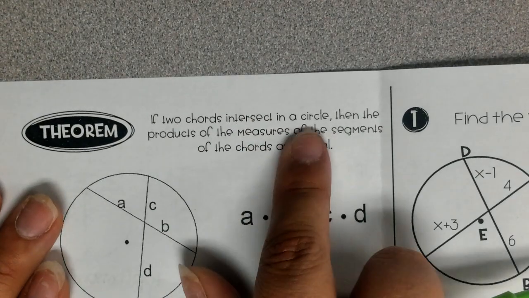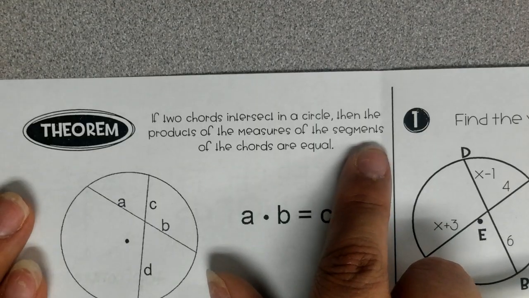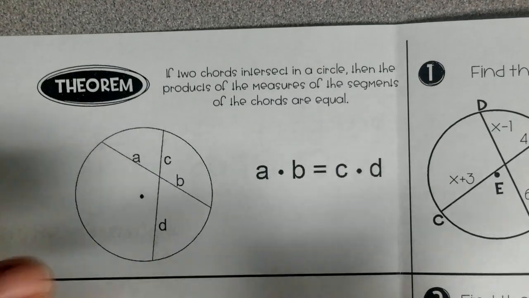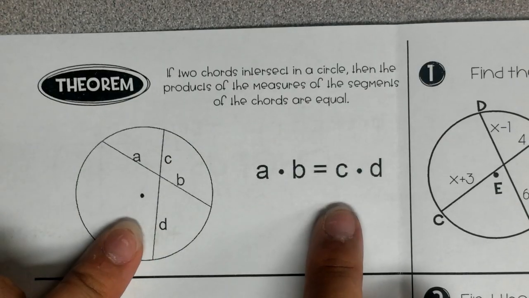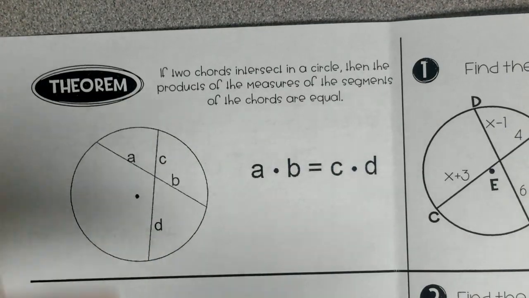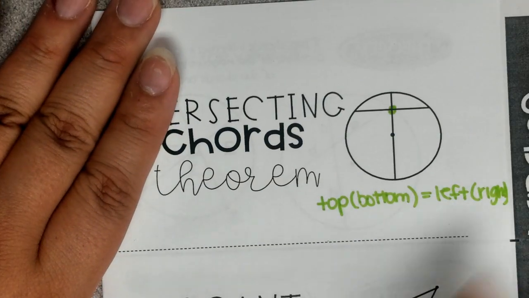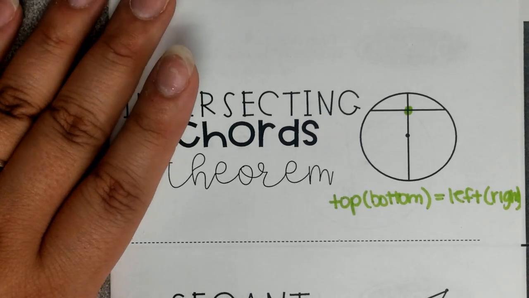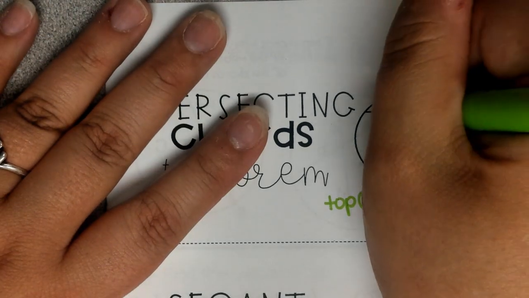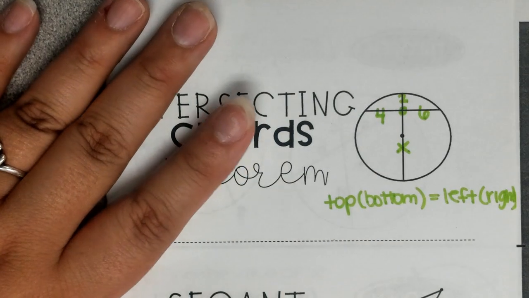If you open these notes, it says, if two chords intersect in a circle, then the product of the measures of the segments of the chord are equal. So this is the actual formal formula: A times B equals C times D. I personally think that can get confusing, which is why I do the top times the bottom equals the left times the right. So, just as an example, let's say I made this 4 and 6, 2, and X.